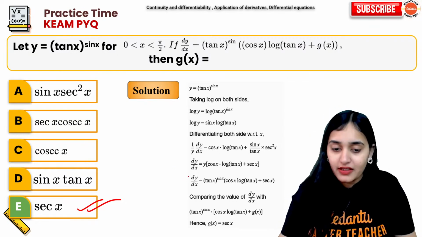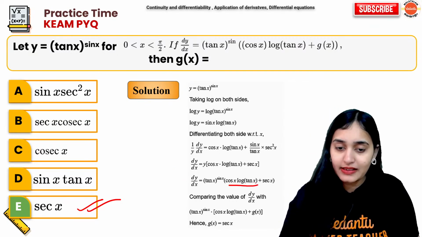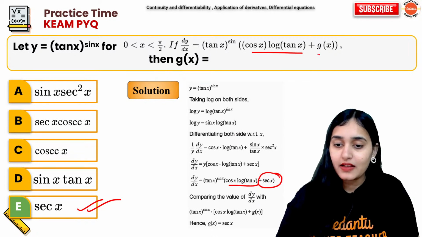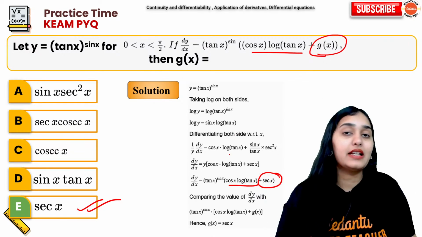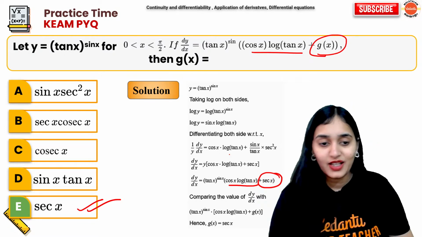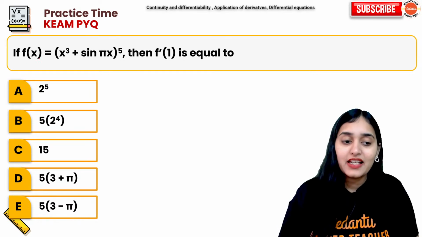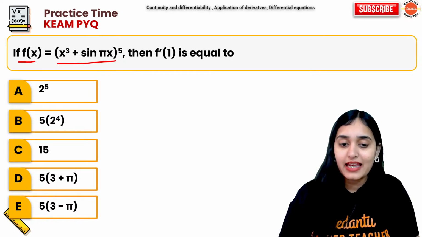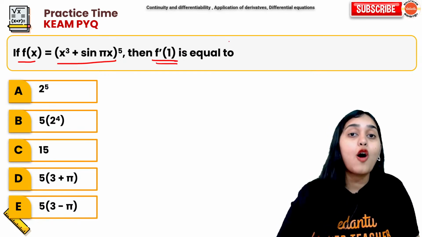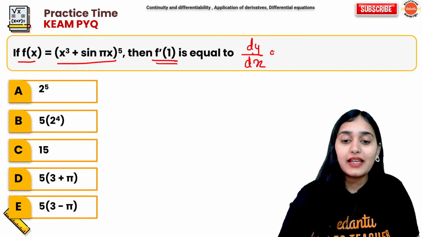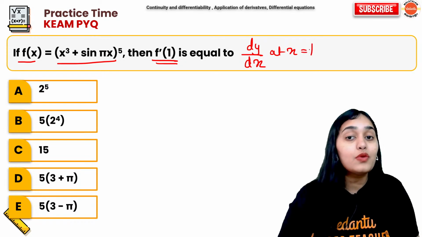Okay. So first of all, this is already given in the question. So whatever is remaining is your g(x). So from here we get the value of g(x). Now this was logarithmic differentiation. Next, if f of x is this, find f dash of 1. They are asking what is the value of dy by dx at x is equal to 1.